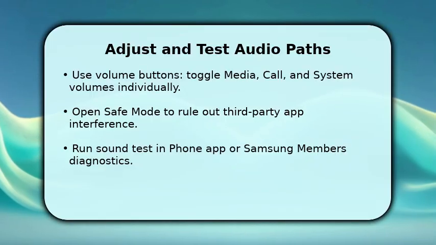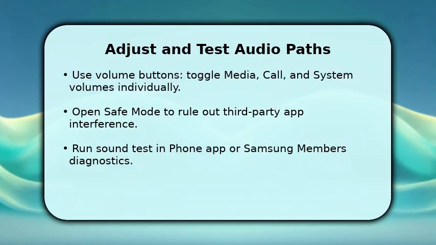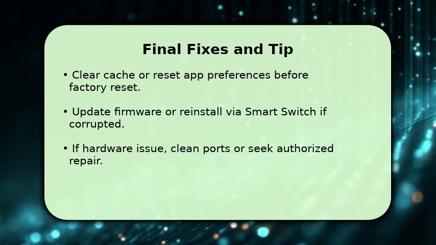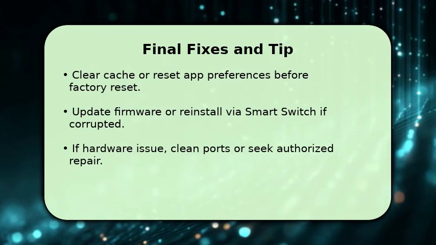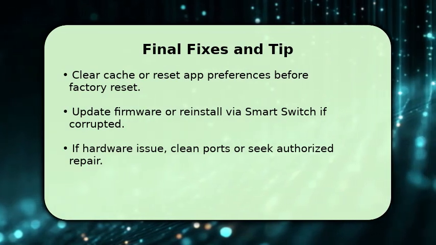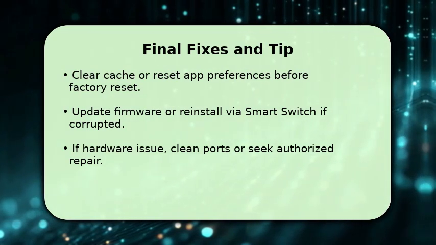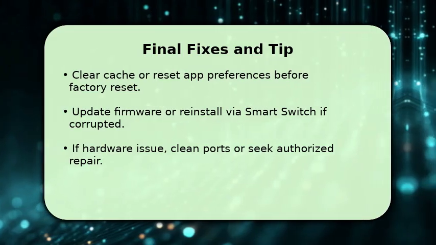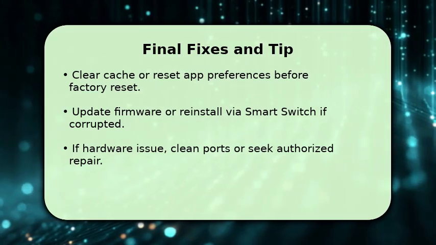To finish, clear the cache for media storage and reset app preferences. This can restore muted channels without losing data. If software corruption seems likely, update the firmware or reinstall the OS using Smart Switch on a PC, and make sure to back up first.